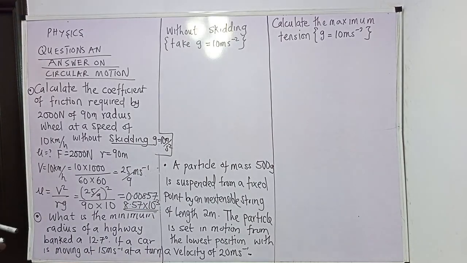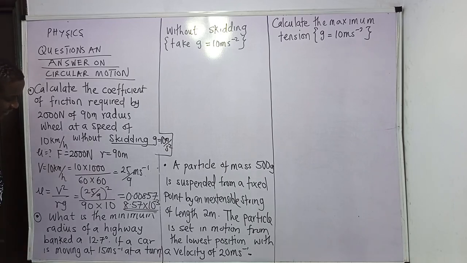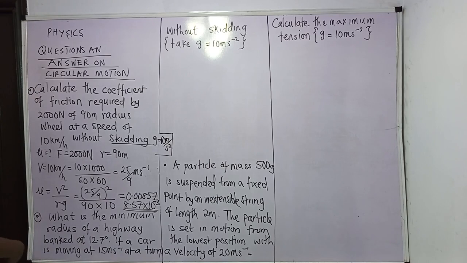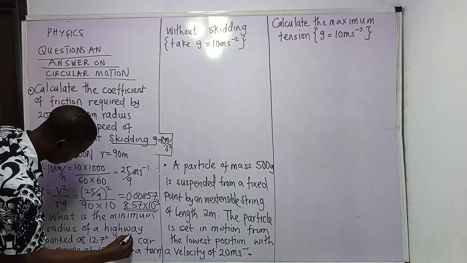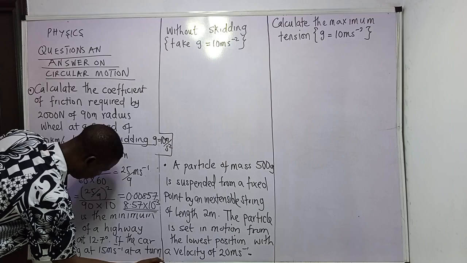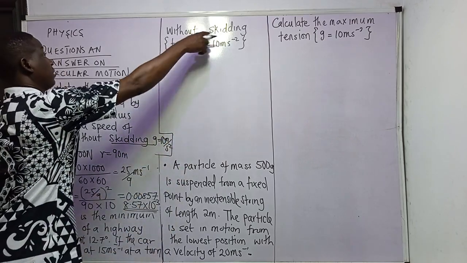Let's go to the second question now. What is the minimum radius of a highway banked at 12.7 degree, if the car is moving at 15 meters per second at a turn without skidding?